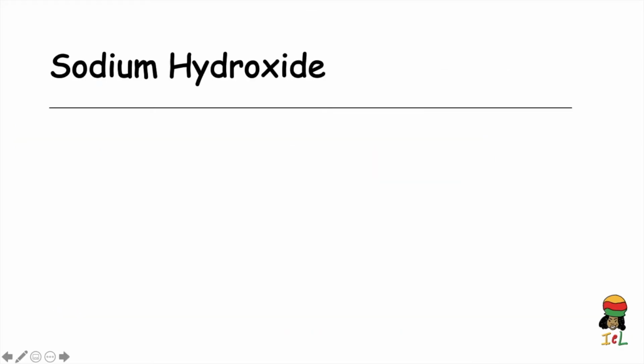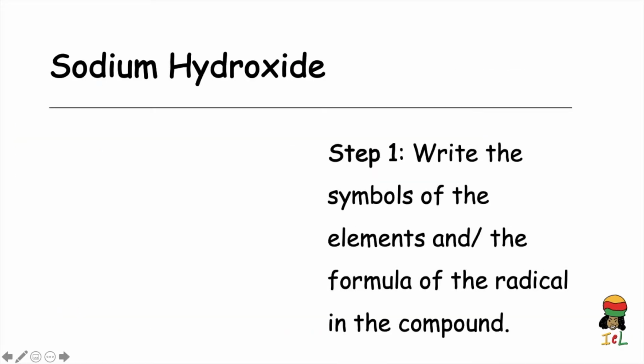We will follow the steps for writing chemical formulae. Step 1, write the formula of any element or radical in the compound.